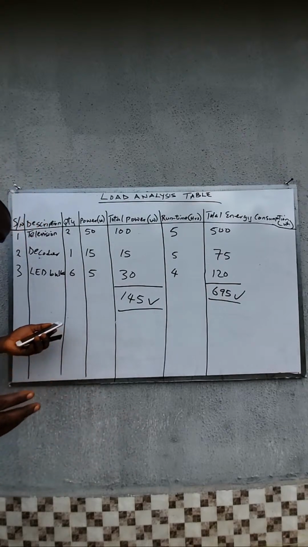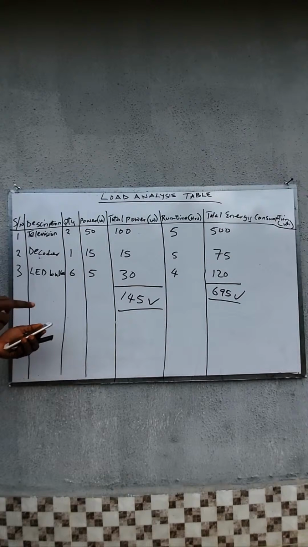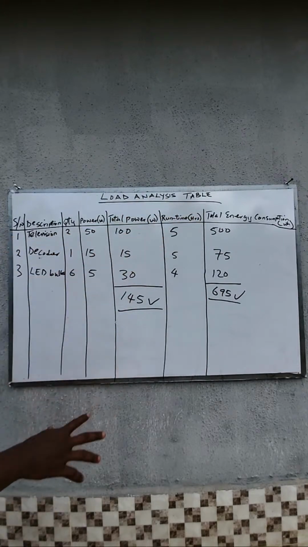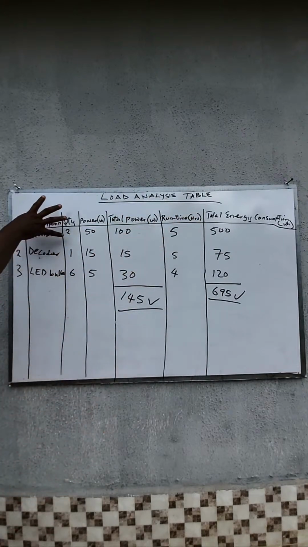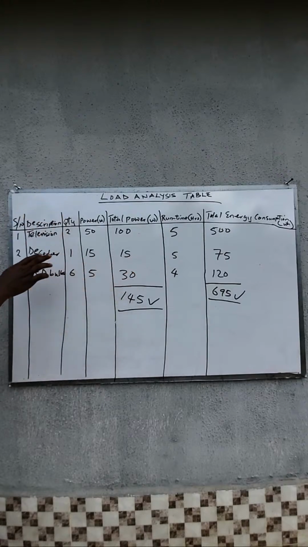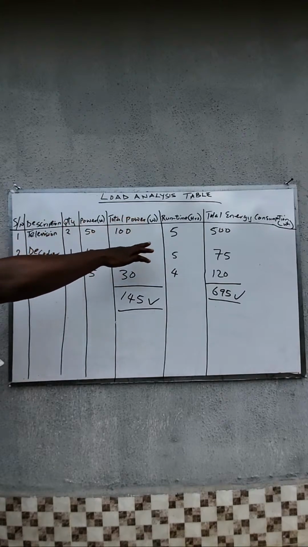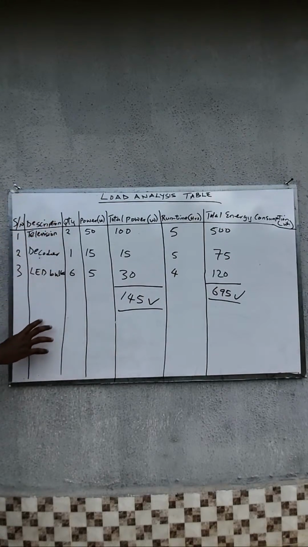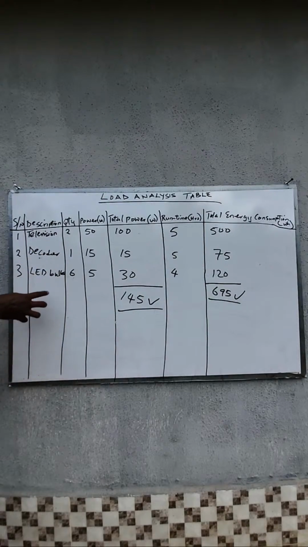Mr. Orin's Concepts, this is a load analysis table. For you to prepare a load analysis table, these are the rows and the columns. The first row has the serial number, the description, quantity, power, total power, runtime, and total energy consumption. So here you write down the appliances, the loads you are going to power with the solar power system.